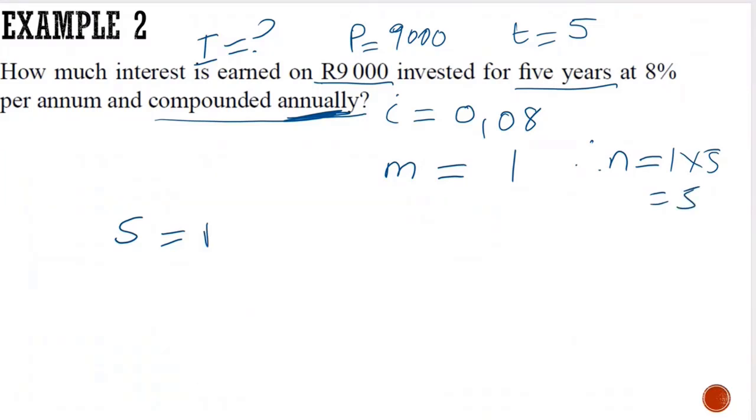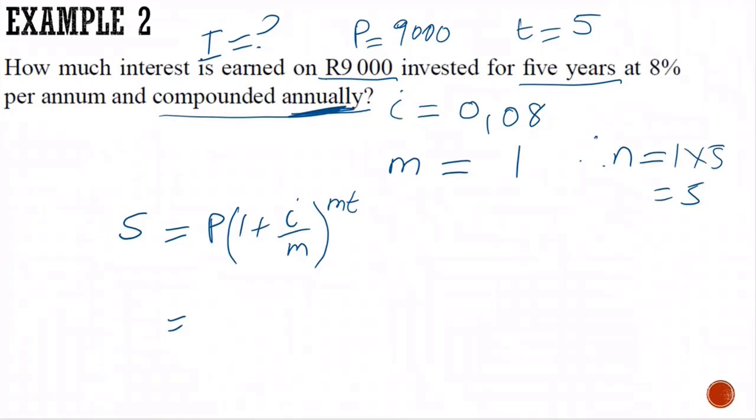So your S is equal to P into 1 plus I over M, to the power MT or N. And the answer then is going to be 13,223.93. Are we still together, Mara? Yes. Did you get the same answer as this one? Yes, ma'am.